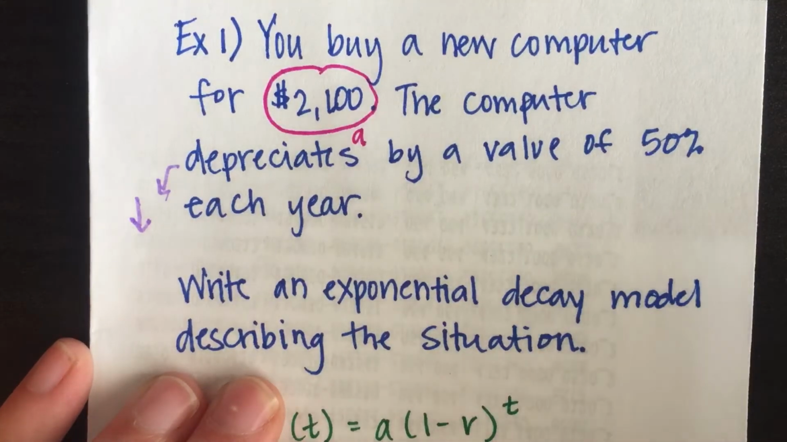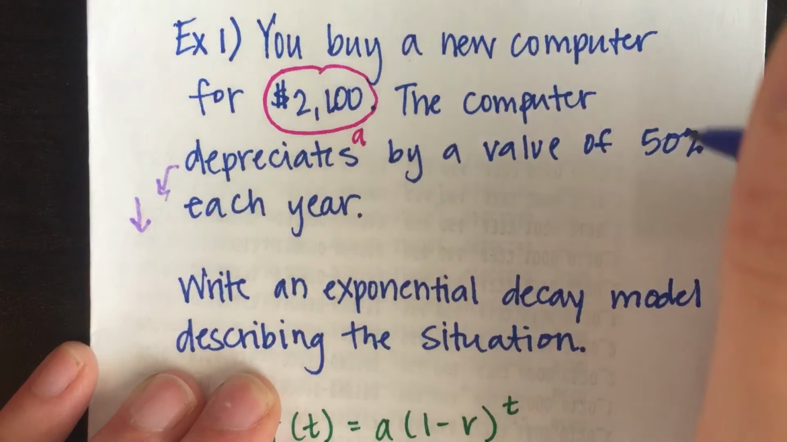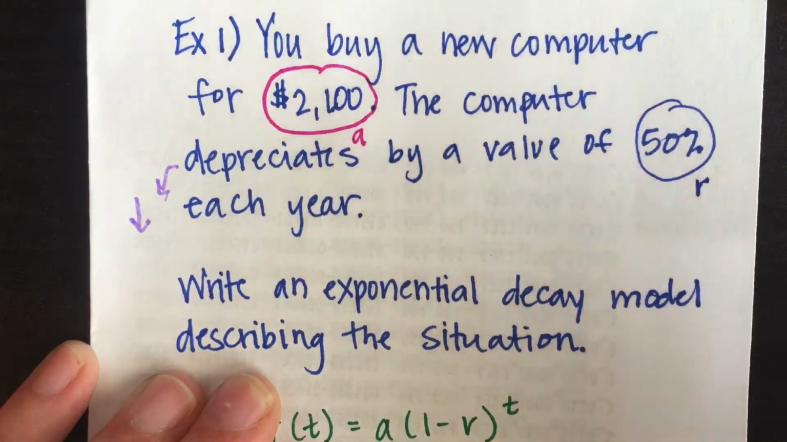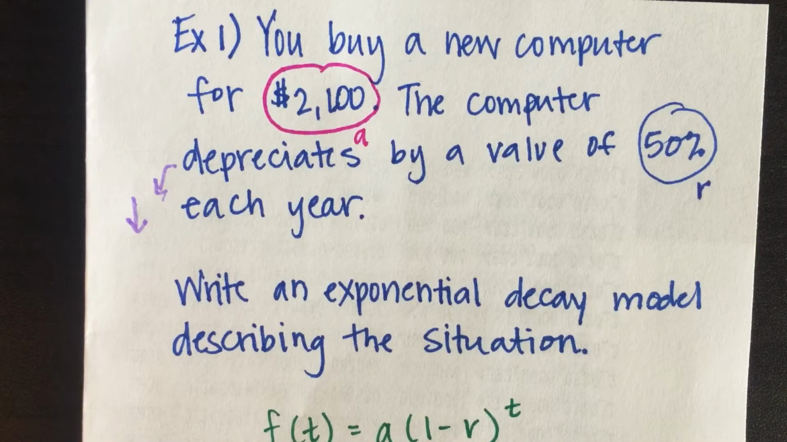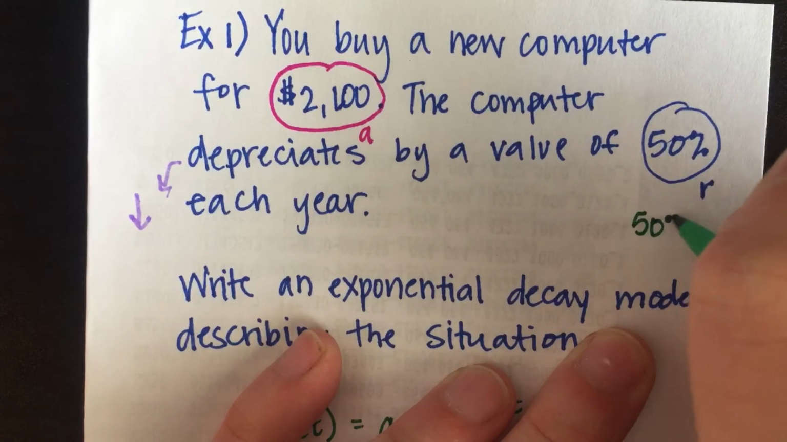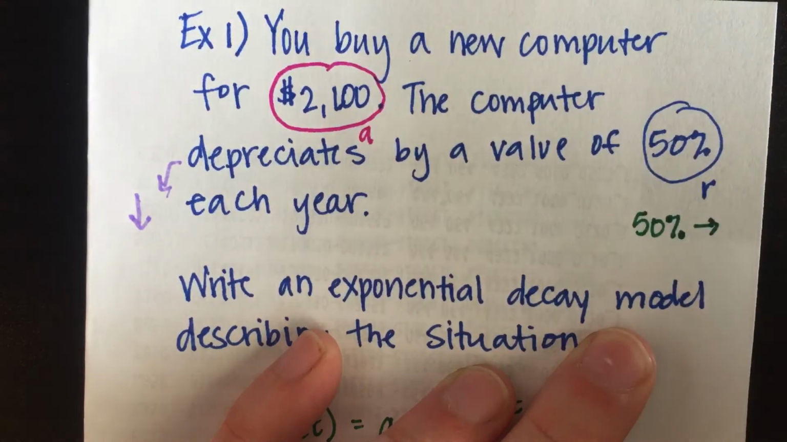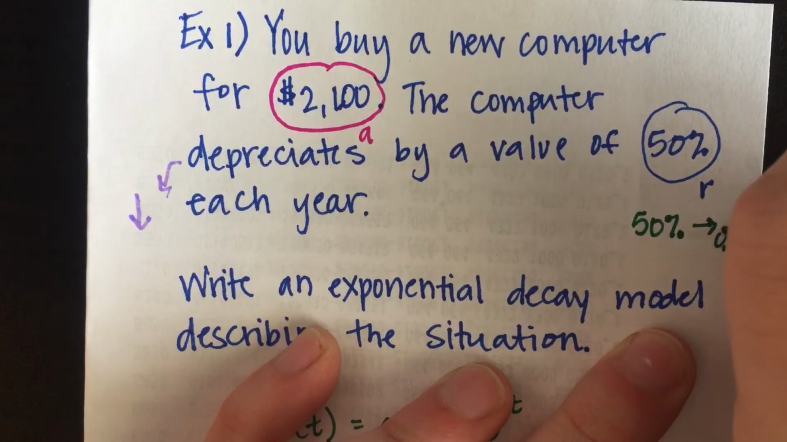We also need to know how much its rate is decreasing by. And our rate is decreasing by 50%. That represents our R value. And remember, when we think about rate, we want to change that to always be a decimal. So right now it's given to us as a percentage, but we need to change that to be a decimal, and 50% as a decimal is just equal to 0.5.